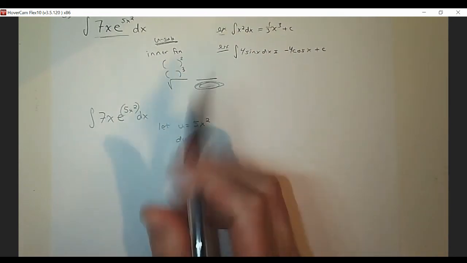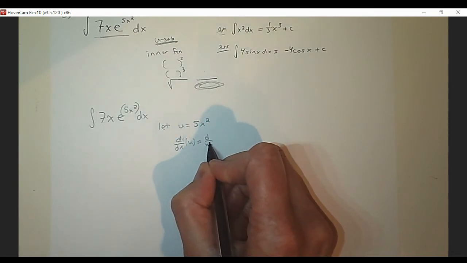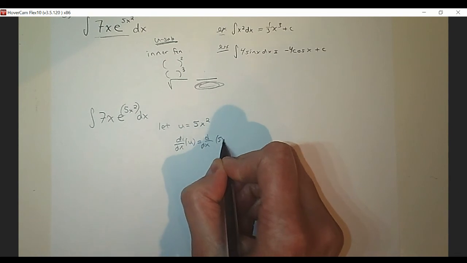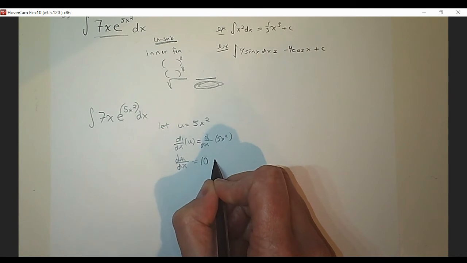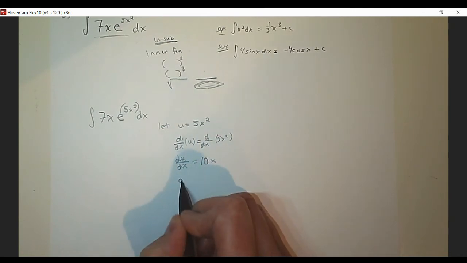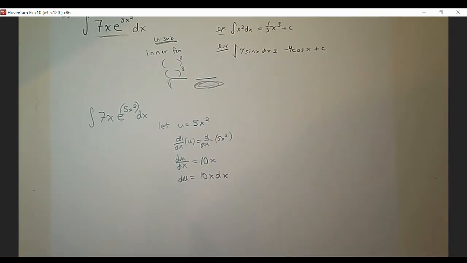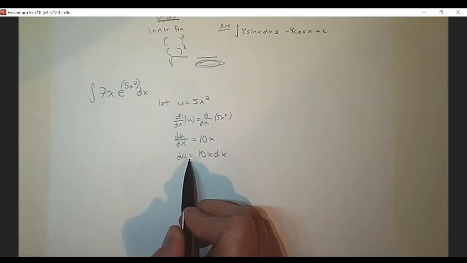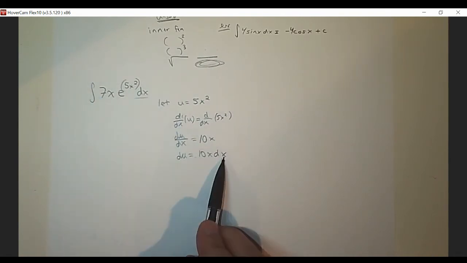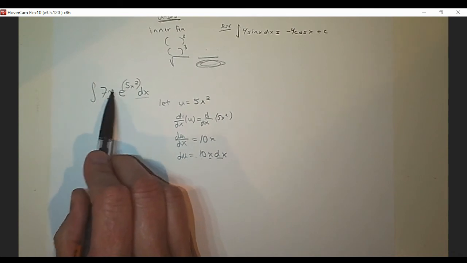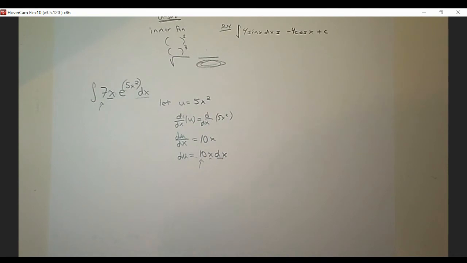And what you do once you've found your inner function is you find the derivative with respect to the variable of both sides. So we're going to find the derivative with respect to x of both sides, which is going to be 10x. And then we want to isolate the du, so I'm going to move the dx to the other side. Now, when you look at this expression, we have 10x dx. And if you notice, we have a dx here, and we also have an x. That was part of the extra stuff we haven't used yet.